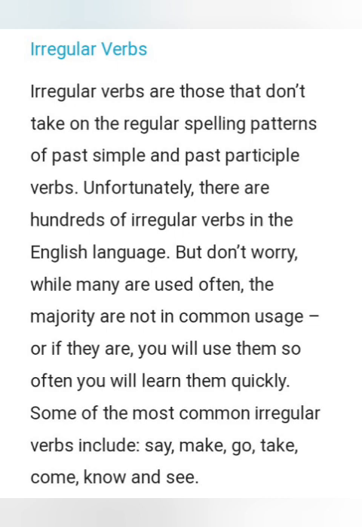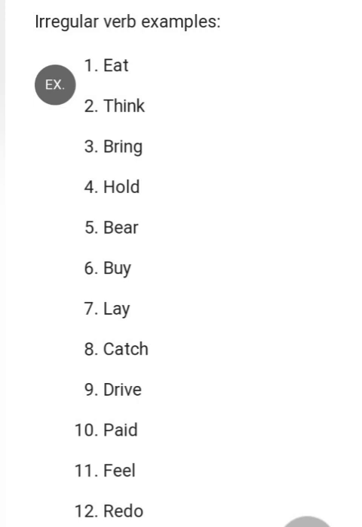Irregular verbs. Irregular verbs are those that do not take on the regular spelling patterns of past simple and past participle verbs. Unfortunately, there are hundreds of irregular verbs in the English language. But don't worry, while many are used often, the majority are not in common usage. Or if they are, you will use them so often that you will learn them quickly. Some of the most common irregular verbs include say, make, go, take, come, know, and see. Irregular verb examples: eat, think, bring, hold, bear, buy, lay, catch, drive, pay, feel, redo.